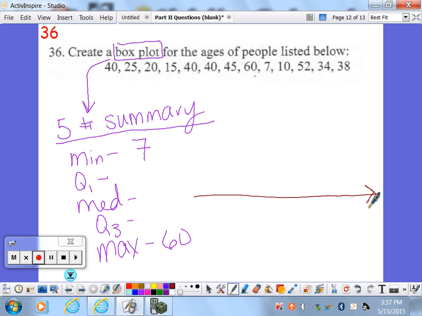It needs to go at least from 7 to 60. I'm just going to go from 0 to 60 to make it easier. Okay, then I like to fill in halfway, which is 30. I also need 10 and 20 in here, and 40 and 50. So go ahead, use your 5-number summary, and please construct your box plot. Do not let it touch your number line. Go ahead.